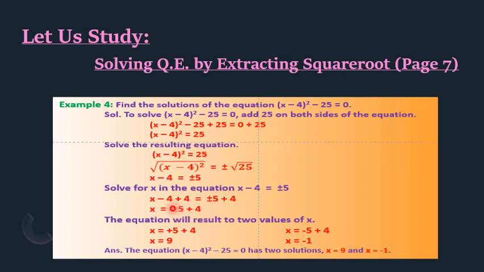Since we add 4 on both sides, we have positive 5 plus 4, which is 9. Then negative 5 plus 4 is equals to negative 1. So, we have two solutions: x is equals to 9 and x is equals to negative 1. So, this is how to solve a quadratic equation by extracting square root.